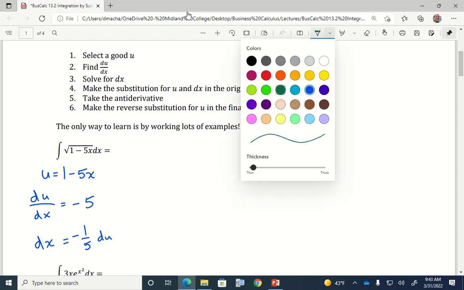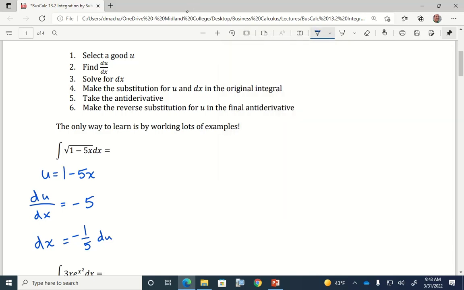So now here's step 4. In step 4, we're going to take my original integral. And now I'm going to replace 1 minus 5x with just u. So I'm going to replace this with a square root of u. And then I'm going to replace dx with -1/5 du. Step 5 says I want to take this antiderivative now. So that negative 1/5 constant factor inside there, I can actually take that outside of my antiderivative. And this is the antiderivative of square root u, or you could write u to the 1/2 power, with respect to u.